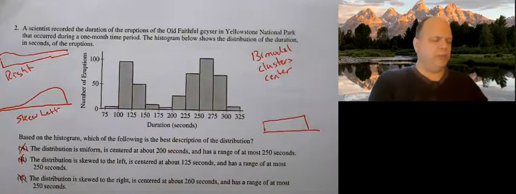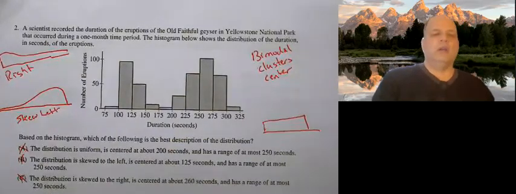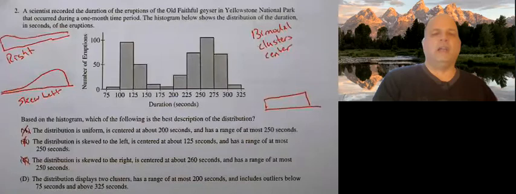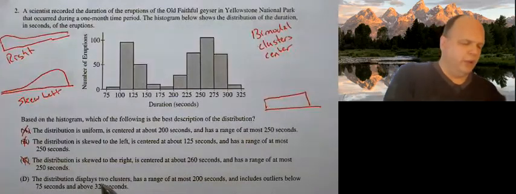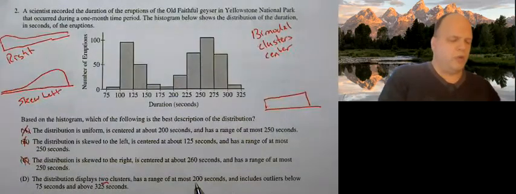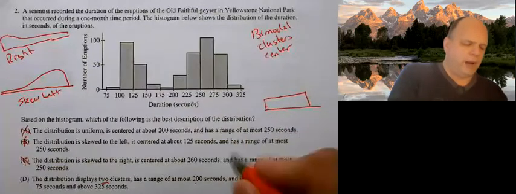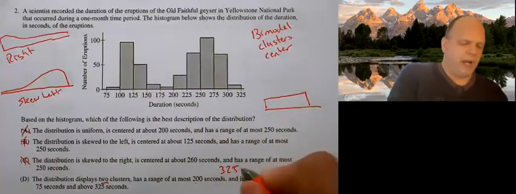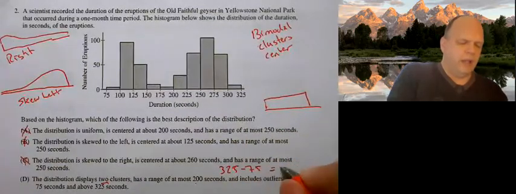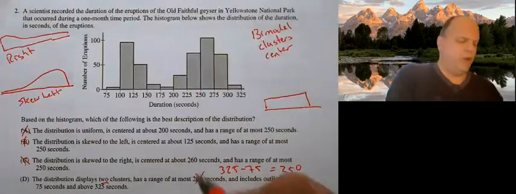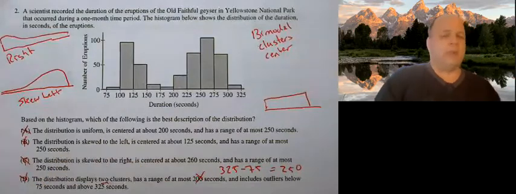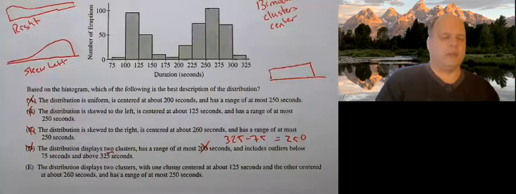The distribution displays 2 clusters. This is D, and I like that right away because yes, it does. And it has a range of at most 200. Well, my range could be anywhere from 325 to 75. So 325 minus 75 is about 250. So I'm not too fond of this 200. So D is probably not my answer unless I've misread something.